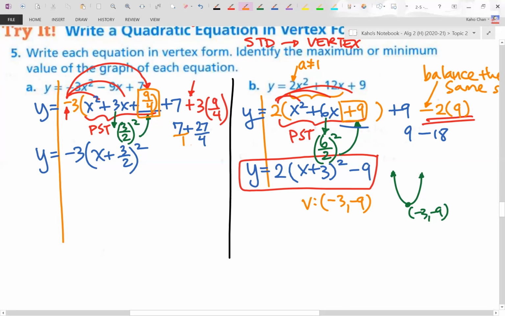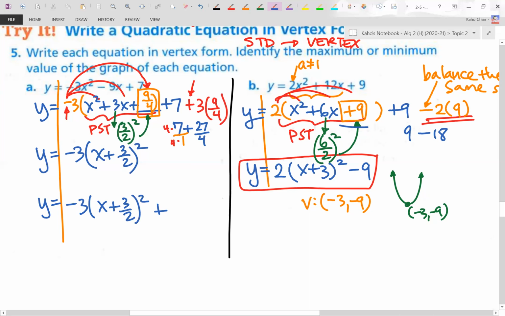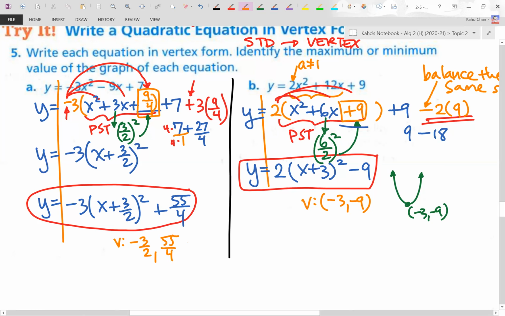Ooh, I got to multiply top and bottom by 4. That gives me 28 plus 27 is 55. I think I can get away with that. 55/4. Ouch. That is the answer. Crazy. If you really wanted to know, the vertex is the opposite of the H. -3/2, comma 55/4 is your vertex.